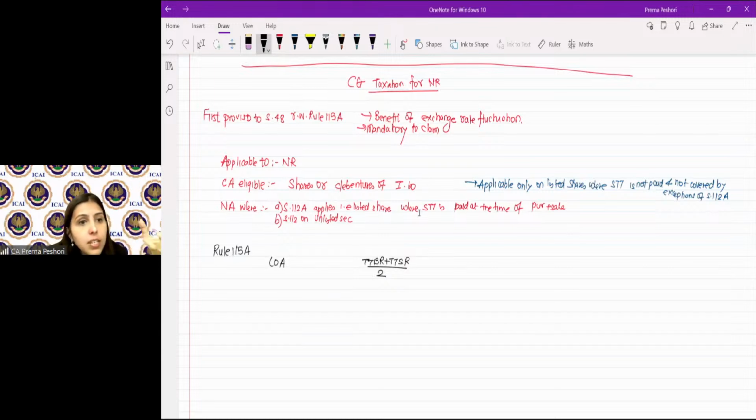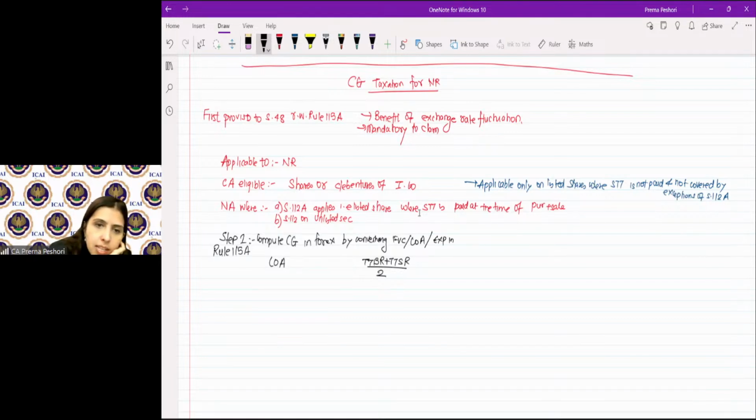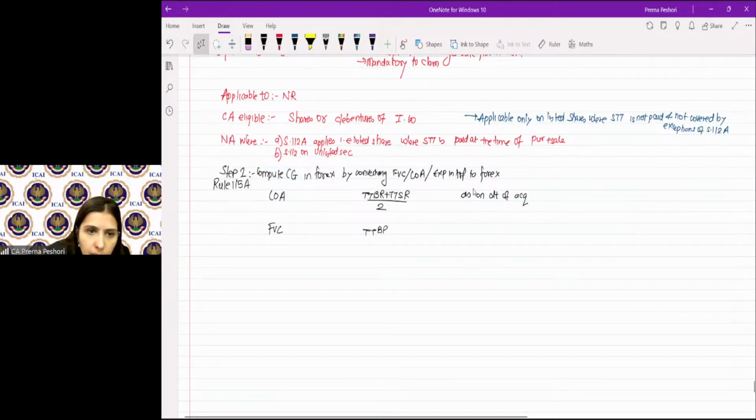Are we clear? So step 1 is convert the cost of acquisition, full value of consideration, expenses on transfer to the foreign currency, and calculate the capital gain in foreign exchange. So your step 1 is compute the capital gain in foreign exchange by converting FVC, cost of acquisition, and the expenses on transfer to the foreign exchange. The cost is converted as on the date of acquisition. Then the full value of consideration, you will again take the average of TTBR and TTSR as on the date of transfer. And similarly, it is for the expenses on the transfer as well, for both of them.